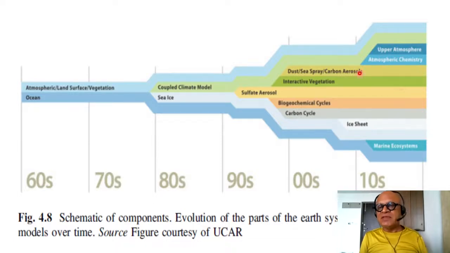But the feedbacks between chemistry and climate, ecosystems and climate, ice sheets and climate, carbon cycle and climate, aerosols, direct and indirect effects and so on are now very well known. So many of them are also studied in regional contexts, in process studies, rather than running the full global model all the time.